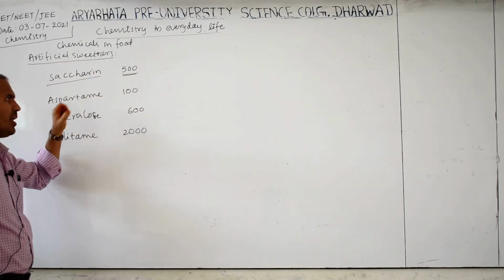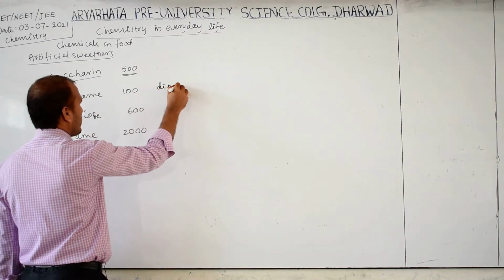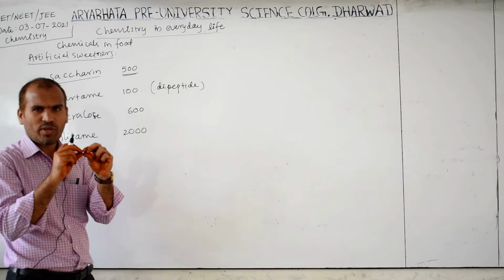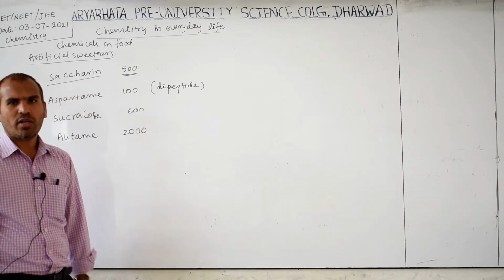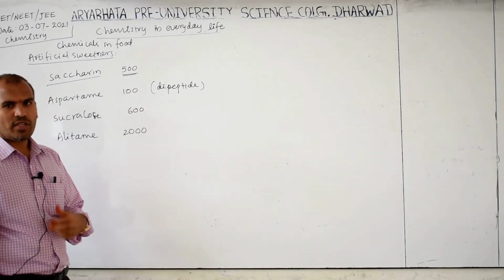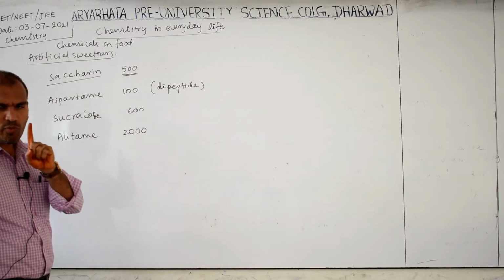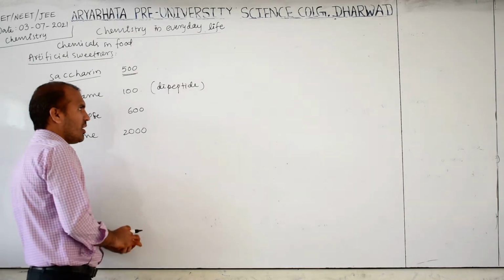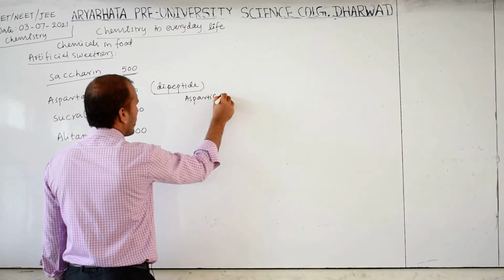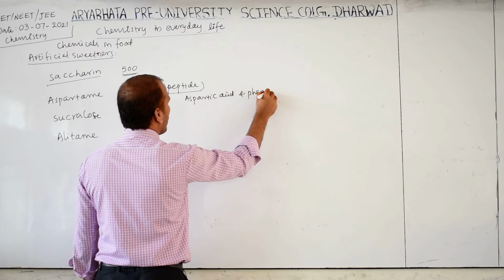Next one is aspartame. Aspartame is a dipeptide. Keep in mind dipeptide, you may have studied it in the biomolecules chapter. What is a peptide? Two amino acids combine to form one amide bond, that is called a dipeptide. If three amino acids combine, that is a tripeptide. So two amino acids combine to form one peptide bond, that is called a dipeptide. In that, which amino acids are there? One is aspartic acid, this question was also asked once. Another is phenylalanine.